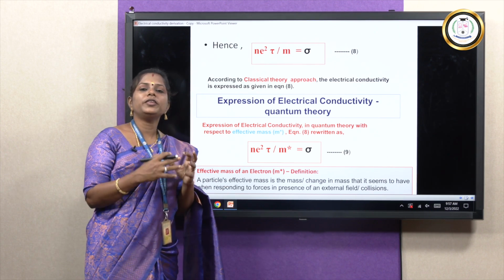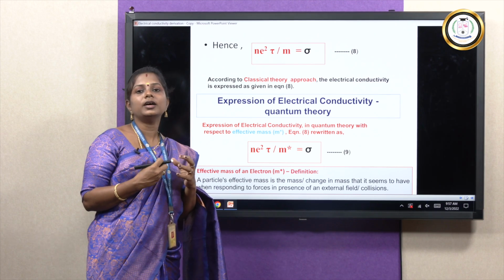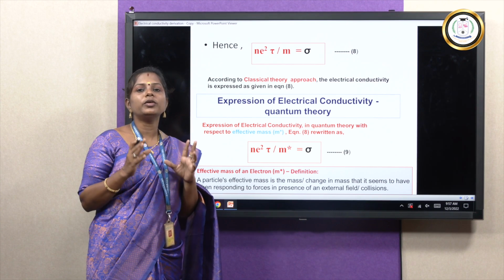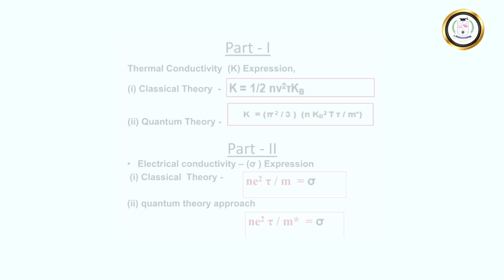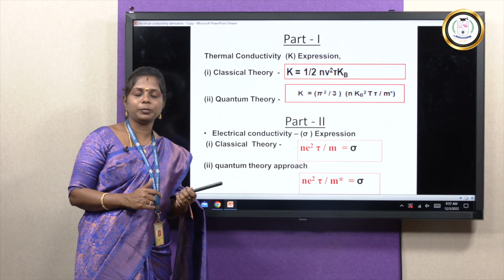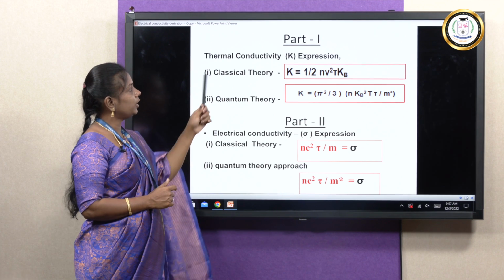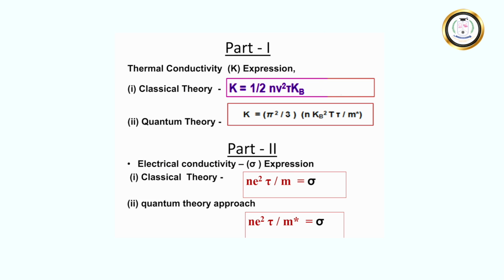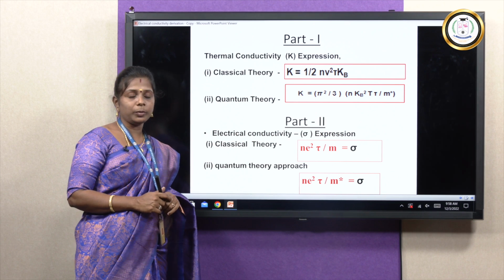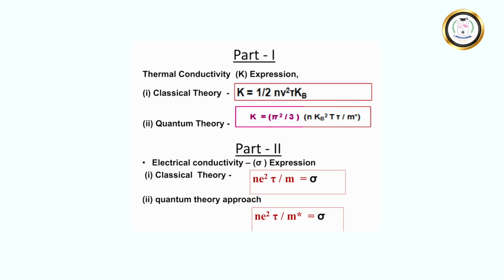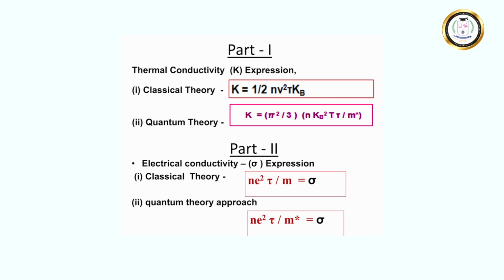So, now what are we going to do with the classical and quantum electrical conductivity derivations? We are going to find out the Lorentz number. These are all the expressions derived so far. In our part 1 session, we derived the thermal conductivity expression by the classical approach as well as the quantum approach. By the classical approach, the thermal conductivity K is expressed as N v square tau into Kb. By the quantum approach, the thermal conductivity K is expressed as pi square by 3 into n kb square T tau by m star.